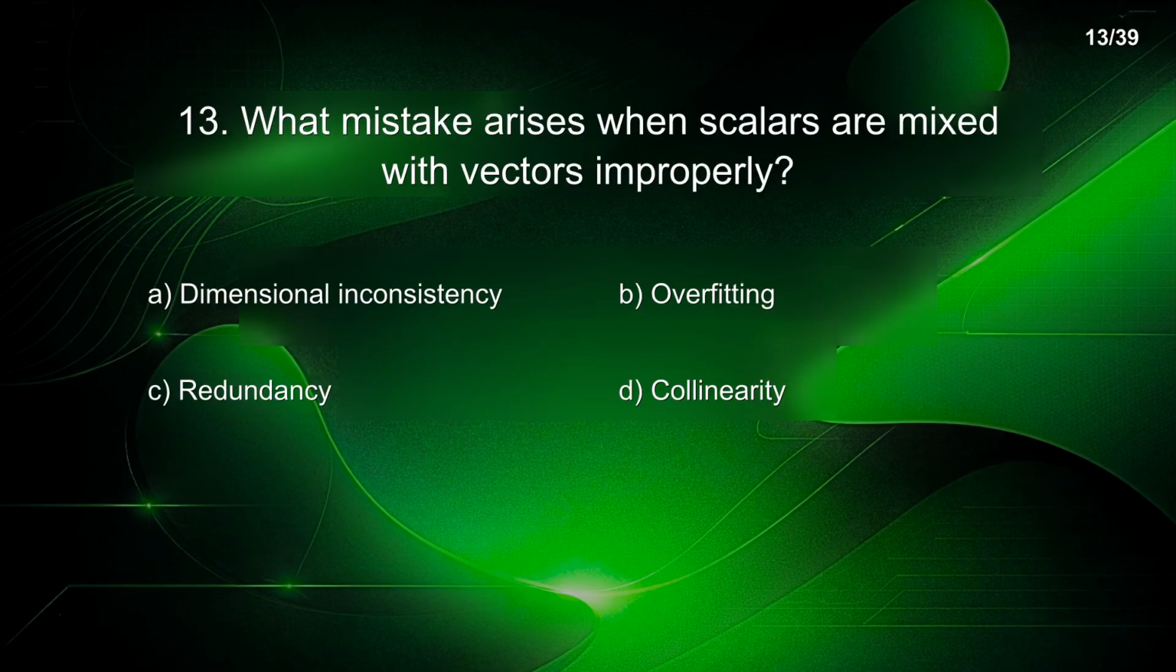13th question. What mistake arises when scalars are mixed with vectors improperly? A. Dimensional inconsistency. B. Overfitting. C. Redundancy. D. Collinearity. Correct answer is A. Dimensional inconsistency.